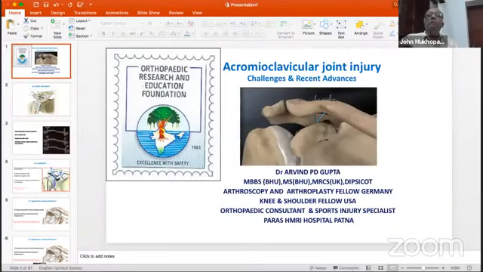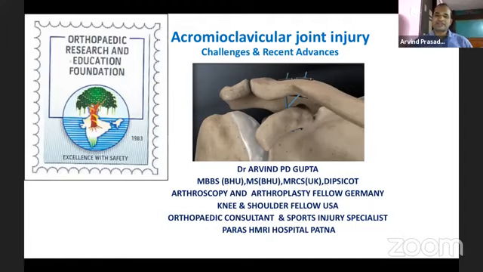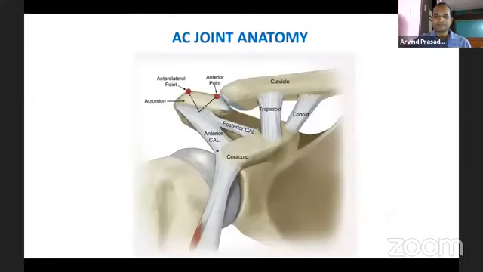Good evening, everyone. Today I'll discuss AC joint injury. What are the challenges and what are the recent advancements? So let's start with the anatomy. Anatomy is formed by the lateral end of the clavicle, acromion, the surrounding capsule, and there are ligaments around this joint as well as the muscles.